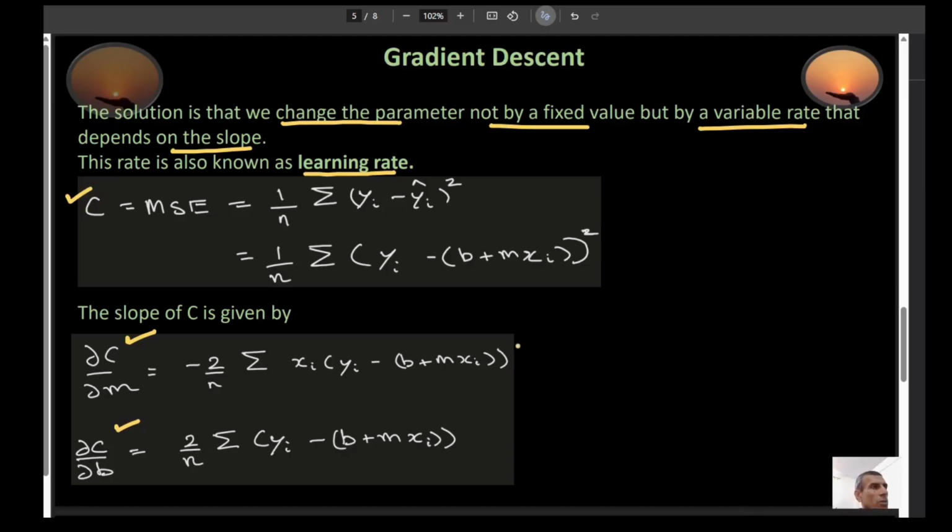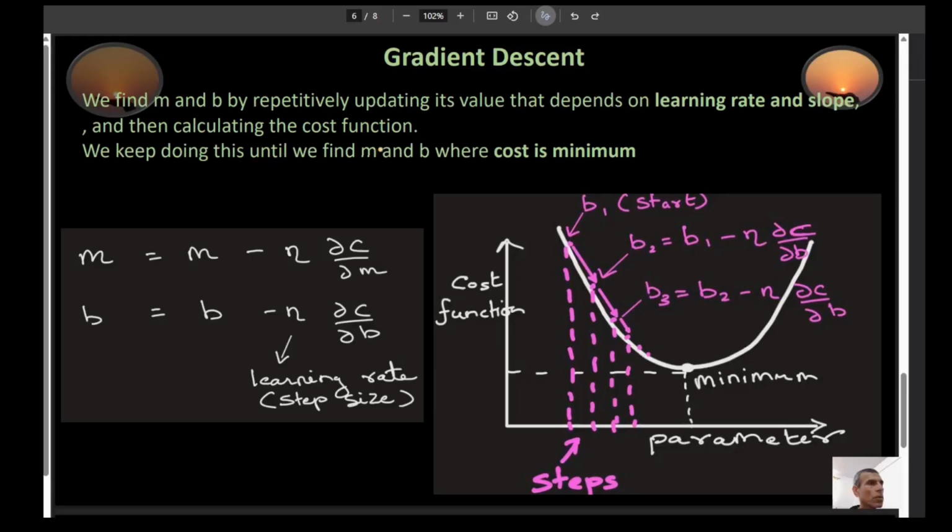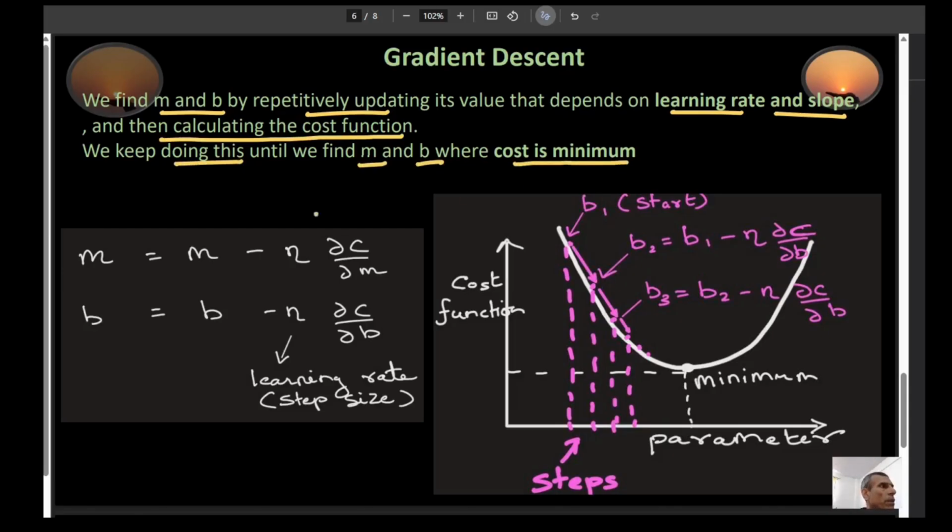Just assume that this is basically done for you by the mathematicians. So we find m and b by repetitively updating its value that depends on the learning rate and the slope, and then calculating the cost function. And we keep doing this process until we find the value of m and b where your cost is minimum. So now my m is going to get updated like this.